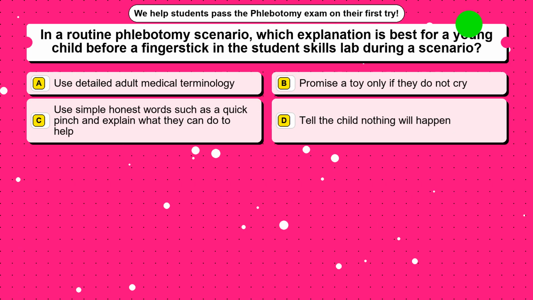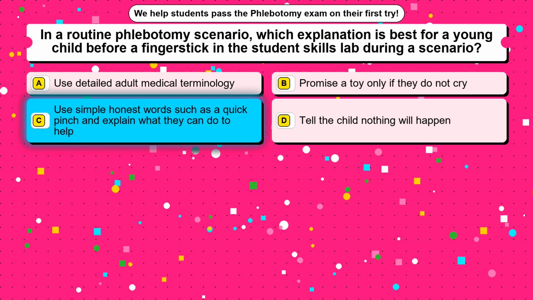Question 91. In a routine phlebotomy scenario, which explanation is best for a young child before a finger stick in the student skills lab during a scenario? Option A. Use detailed adult medical terminology. Option B. Promise a toy only if they do not cry. Option C. Use simple honest words such as a quick pinch and explain what they can do to help. Option D. Tell the child nothing will happen.